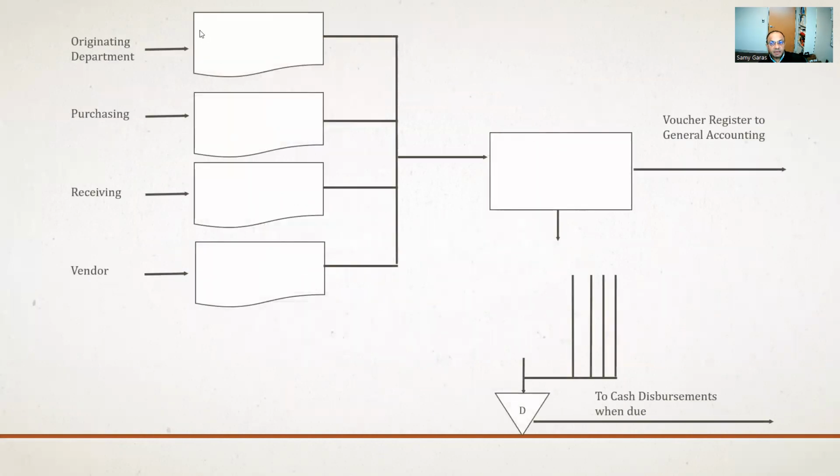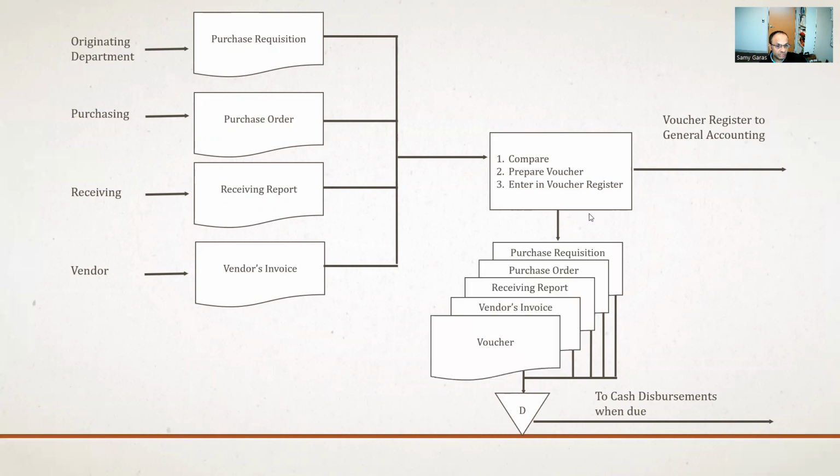Then we make a match here between the purchasing requisition, purchasing order, receiving report, and invoice. And on top of those 4 documents, we create a voucher. The voucher has a summary of the item that has been requested, ordered, and received. And then we compare the quantities and the prices to make sure that they are identical. Then we enter the voucher on the register.